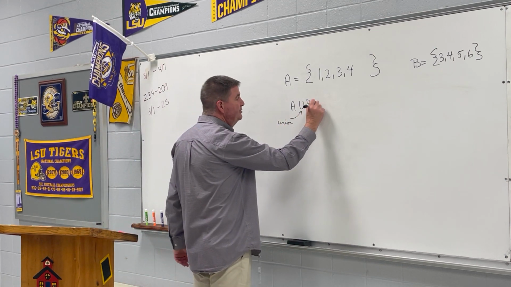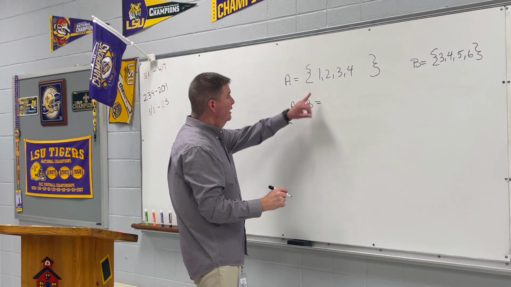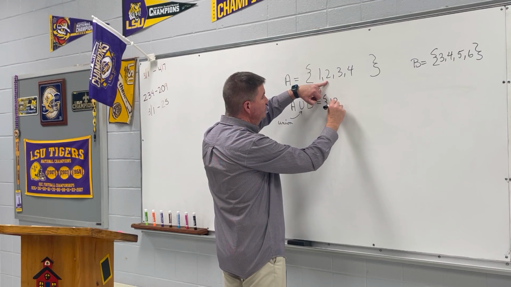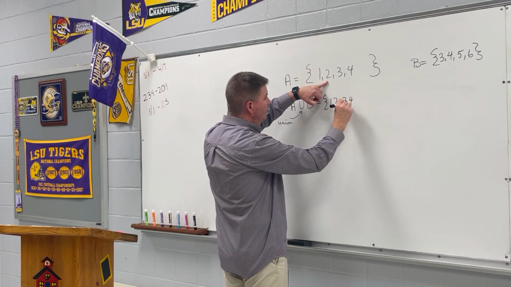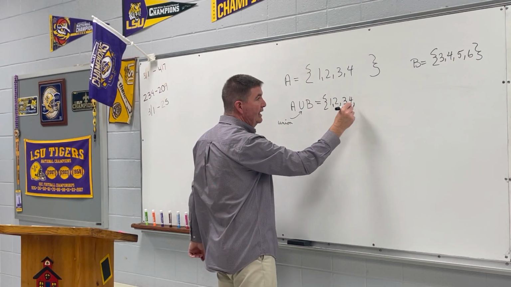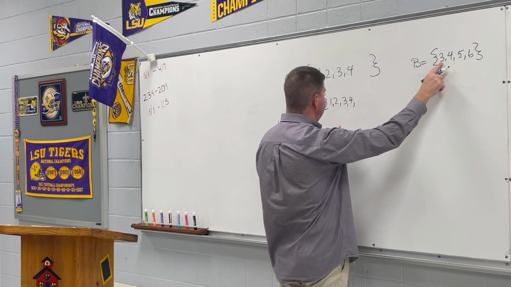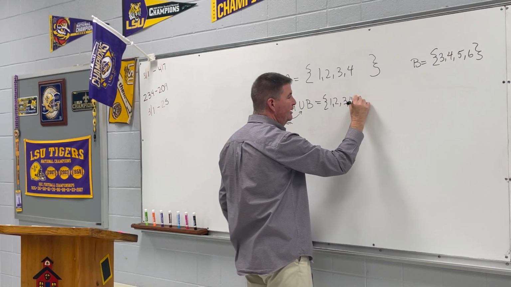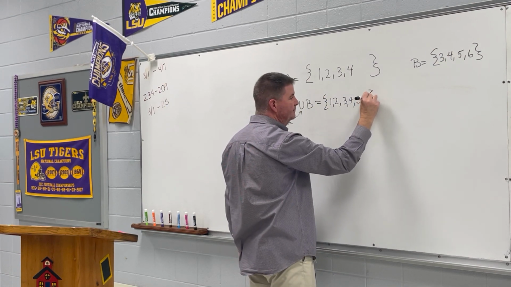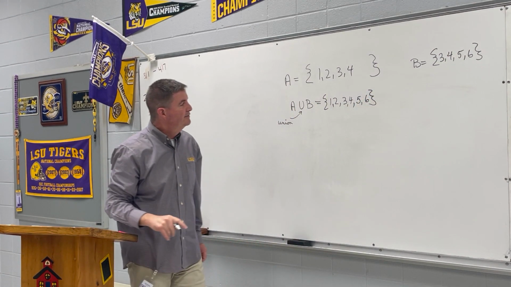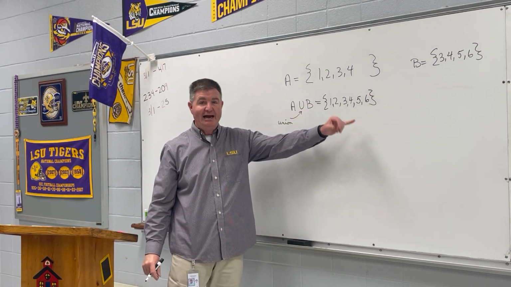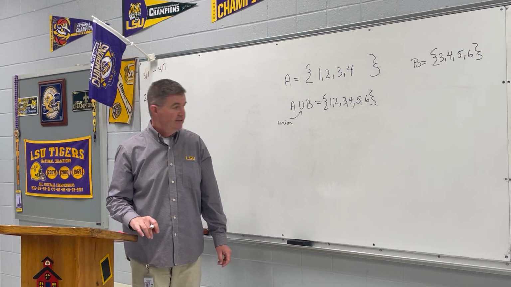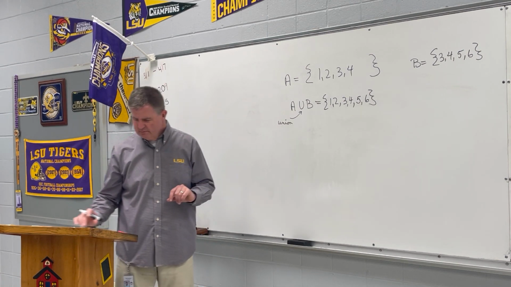So A union B is going to be, well, there's a 1, there's a 2, there's 3 and 4. And then in B, we have a 3, we already have a 3, we have a 4, we already have a 4, but we also can add 5 and 6. So the union of sets A and B would be everything that you see in both of them, not repeating. This is called a union.